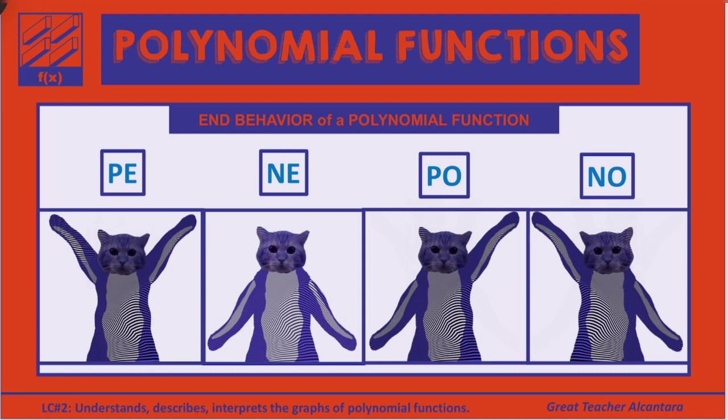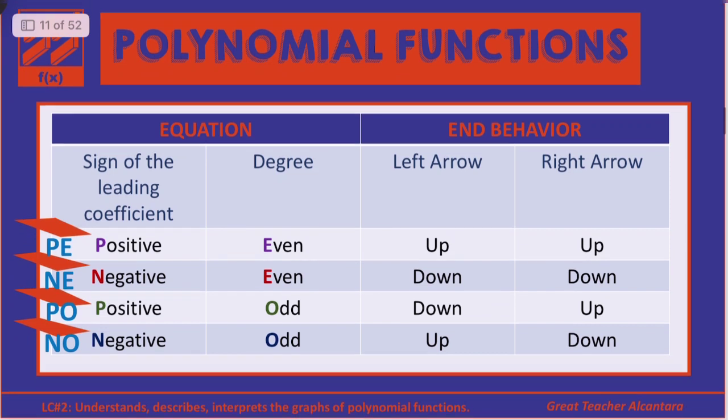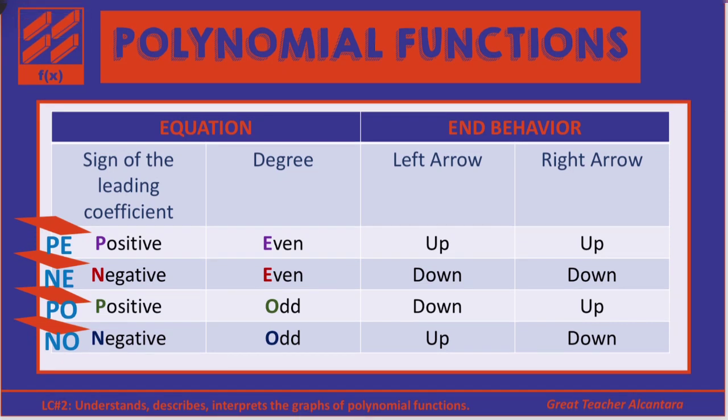But anyway, the meaning of PE is positive even, NE means negative even, PO means positive odd, and NO means negative odd. So in this case, for polynomial functions, we can say that we have the following. If the sign of the leading coefficient is positive and the degree is even, the left and the right arrows are both going up. If it's NE, negative even, both are going down. If it's positive odd, it's going to be down up, negative odd, that's up down.